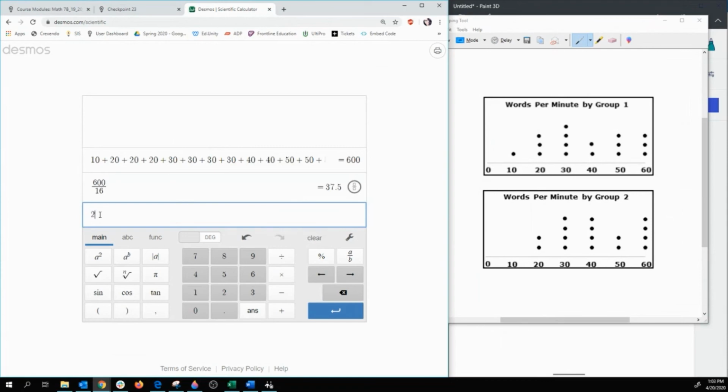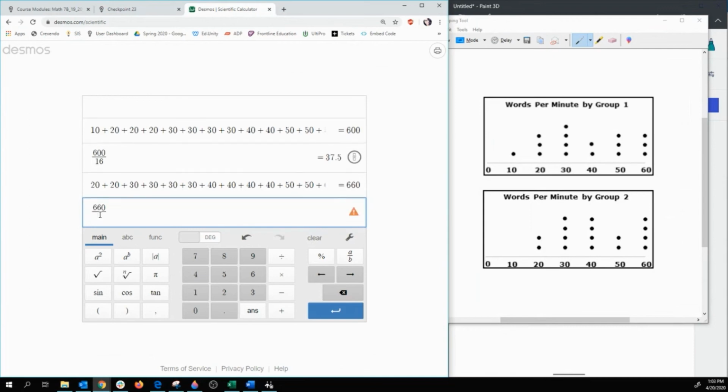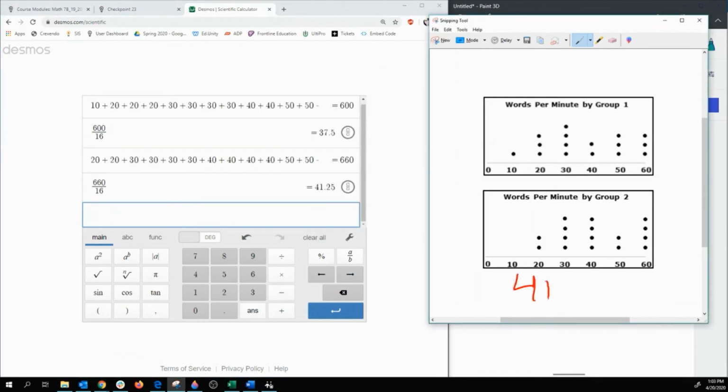So 20 plus 20 plus 30 plus 30 plus 30 plus 30, 40 plus 40 plus 40 plus 40, 50 plus 50. There we go. So we have 660, and we're going to divide that by 16 again. So we get 41.25, and here we have 37.5.